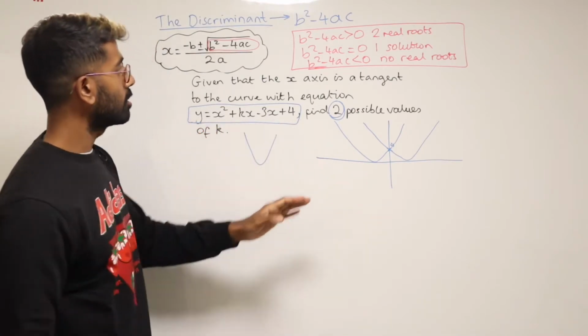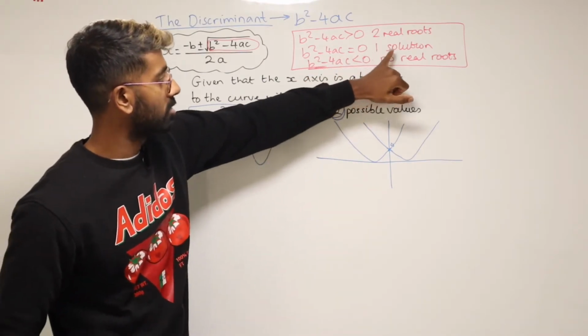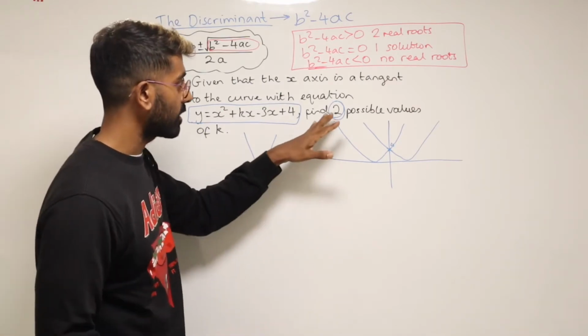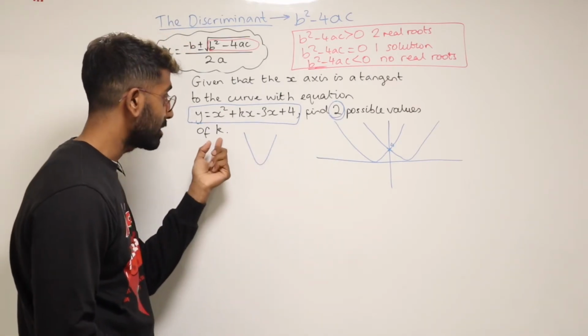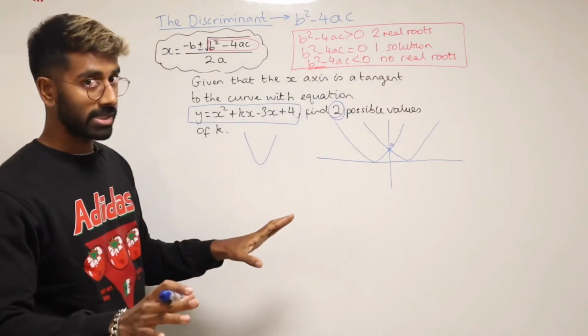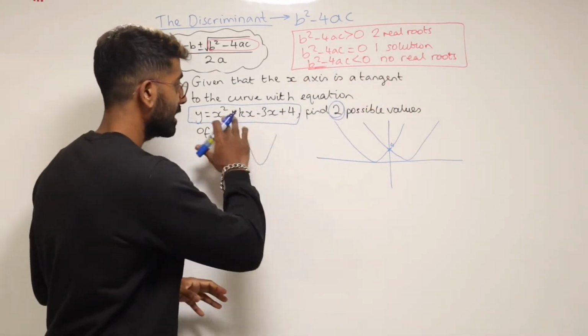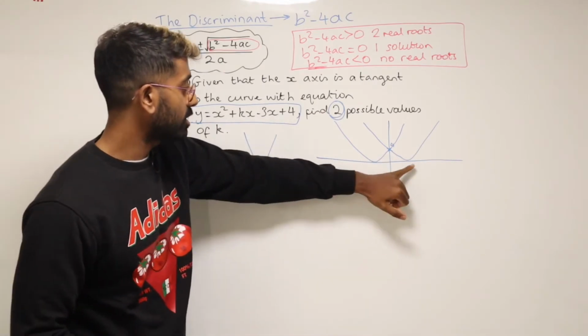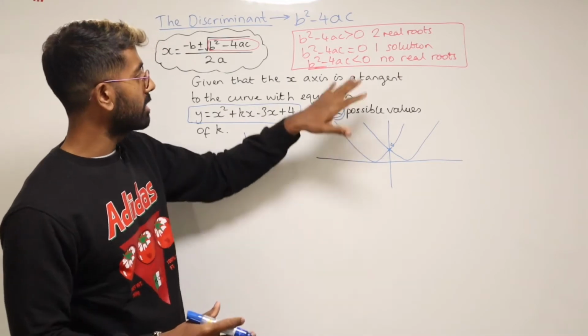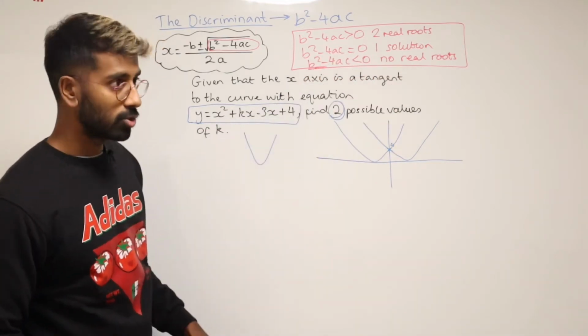So what we do know is that if it touches just one point, this equation should have one solution. So don't be fooled here. Just because it says find two possible values of k, it doesn't mean that there's all of a sudden two real roots. That's not what it's saying. This here is touching the x-axis at just one point.